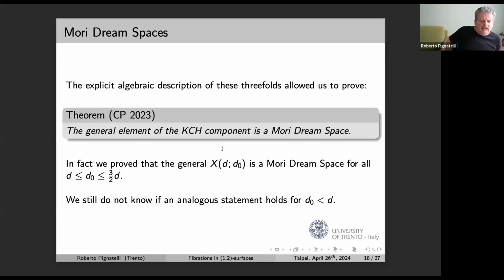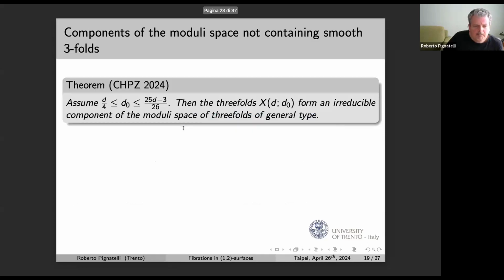Okay, this I can skip very quickly. I can prove that in this component, since everything is explicit, I got more interested in the space. Also, if anybody's interested, I could also prove that the general element in this component is a monitor in space, but the proof doesn't seem to work for the other components, which is an open problem.